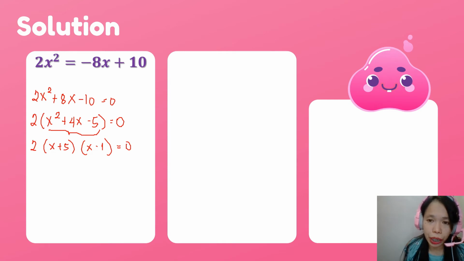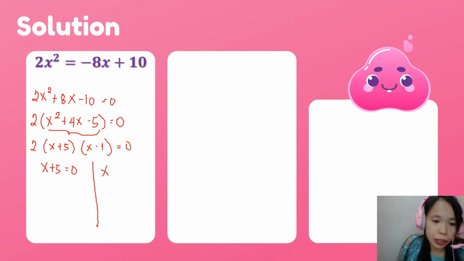Ang third procedure natin is to apply the zero product property on both factors. Paano natin gagawin yon? By setting each factor equal to 0. So x plus 5 equal to 0 and x minus 1 equal to 0. And then the fourth procedure is to solve. So we have x is equal to negative 5 and x is equal to positive 1. Or we can write it as x is equal to positive 1.